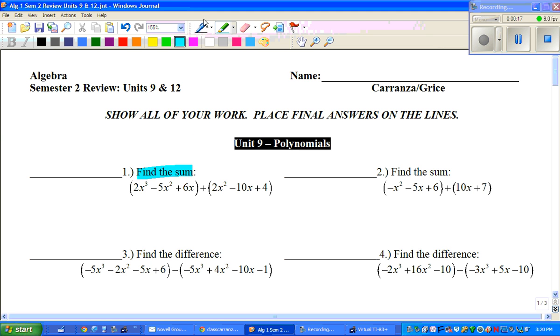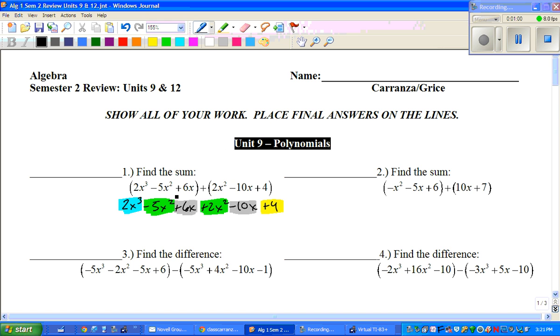So, it tells us to find the sum, and you can tell that because there's a nice plus sign in the middle. Since we don't have to change anything, I'm just going to rewrite this without the parentheses. The first one always stays the same. And now I'm going to find things that are the same. Anything with that 2x cubed? No. What about the 5x squared? Well, there's something. The 6x and the negative 10x, and then the 4 is all by itself.